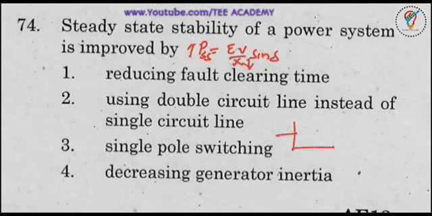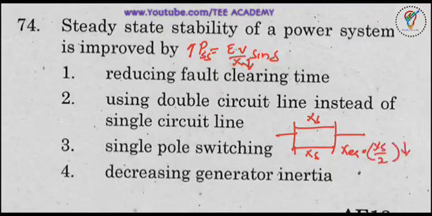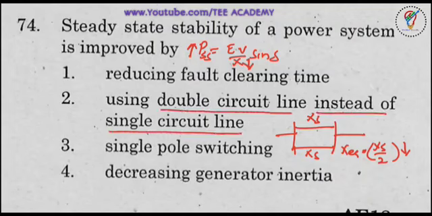Suppose see here, as you know the concept of parallel, here we have an XS reactance line and here we have another XS reactance line. When you are operating in parallel, the X equivalent will be XS by 2. So as you are decreasing the total reactance, the power handling capability of the transmission line will increase. So using a double circuit line instead of a single circuit line, you can increase the steady state stability limit.